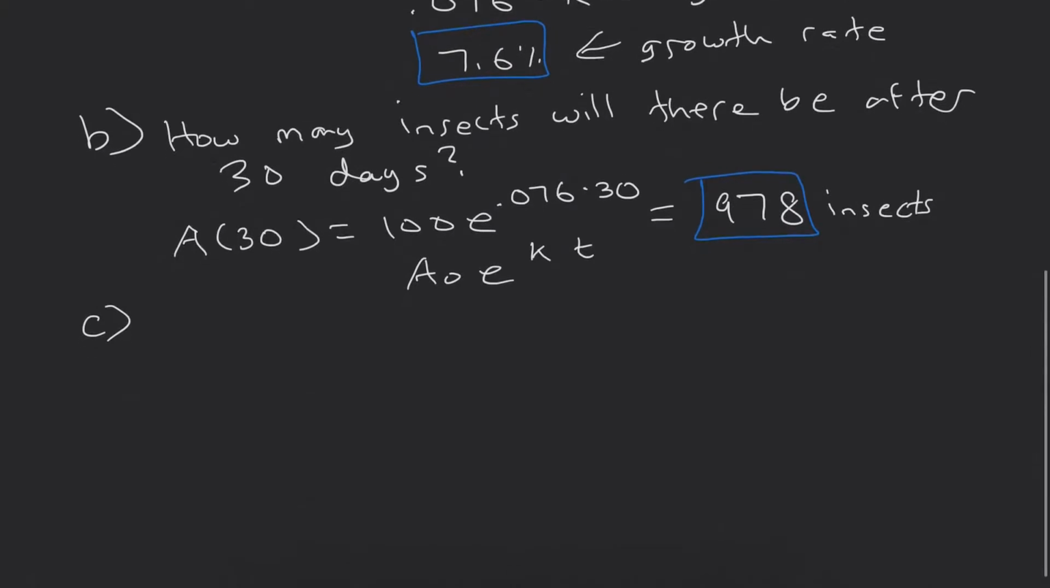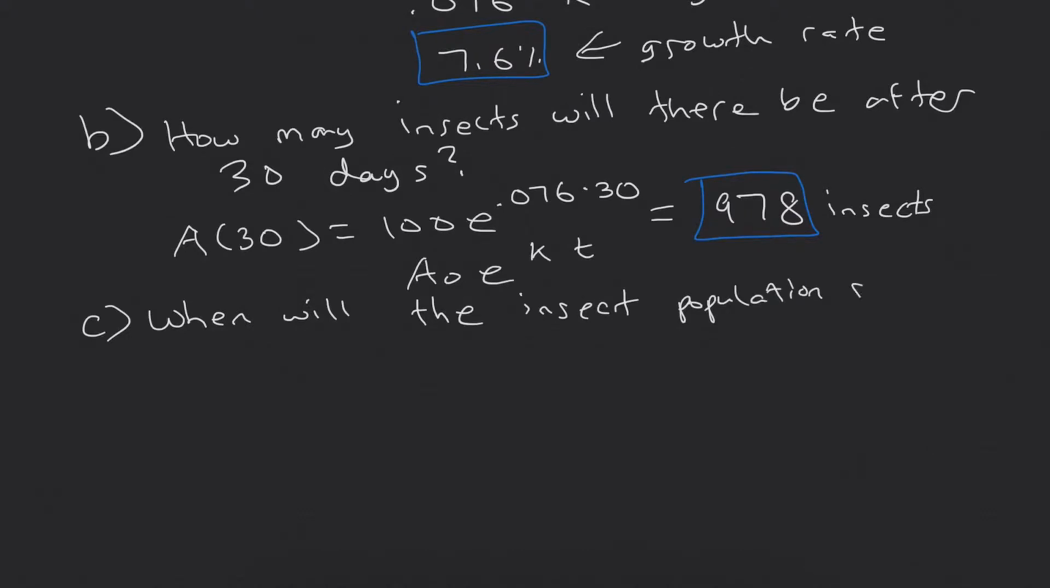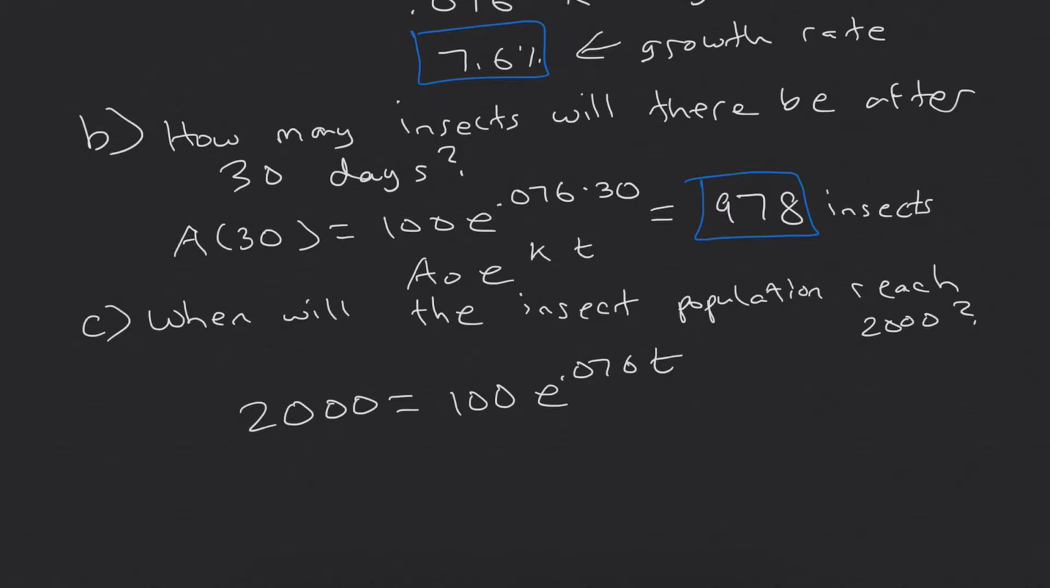And then part C, I'll tack on one more part here. When will the insect population reach, let's say, 2,000? In this case, I want to know when this future amount is going to be 2,000. I don't know the time value, and that's what I'm trying to find here. I know I want it to be 2,000, I know I have 100 to start with, and on part A I found 0.076 for the growth constant, so I have that plugged in for k there.